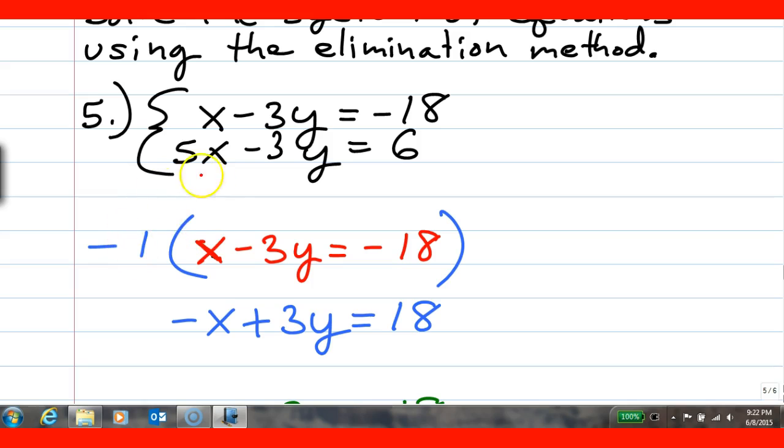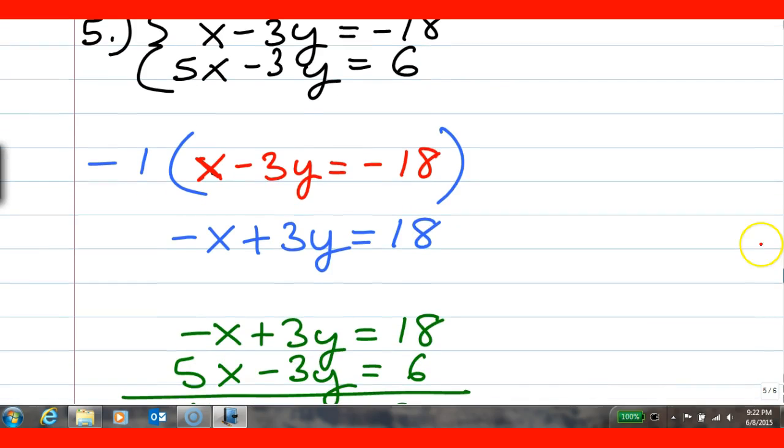So I end up with a negative 1 times an x, a negative x. A negative 1 times a negative 3y, a positive 3y. A negative 1 times a negative 18 to make a positive 18. Now I can take this new one and plug it in with the second equation. So I'll put them both together.